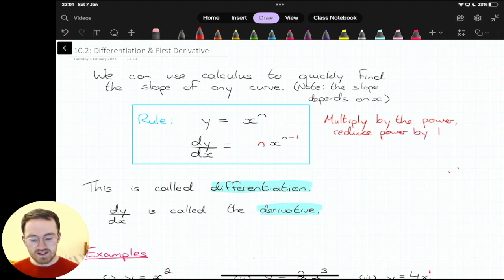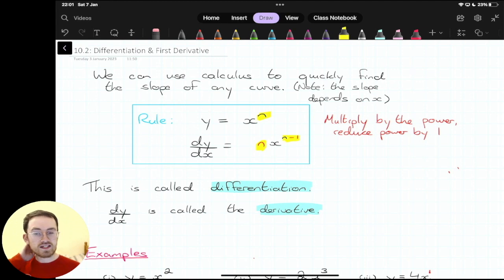So this is what we can see happening here. This n that was up as our power in the next step is multiplied at the front, and the n itself that was the power has now been reduced by 1, so 1 has been taken away from it. And this process is called differentiation. So if you're asked to differentiate, this is what you're being asked to do, to apply this rule.